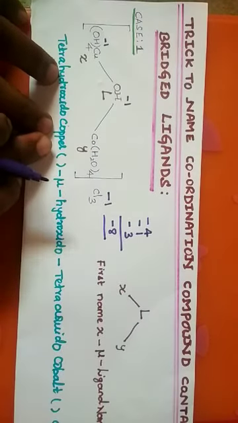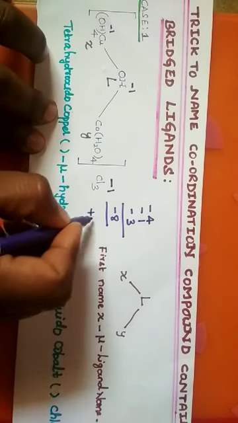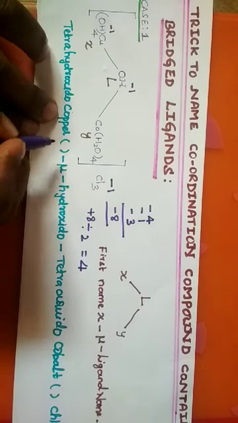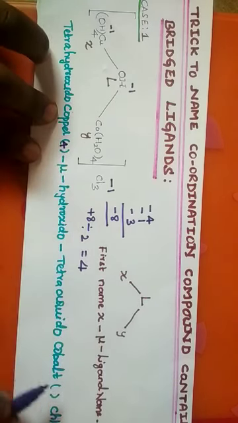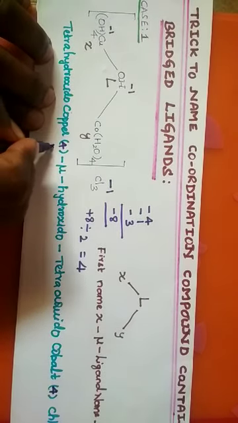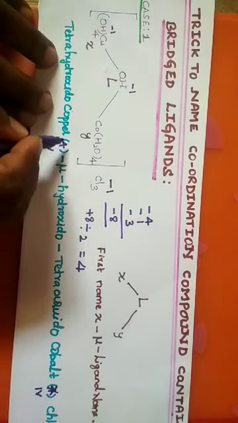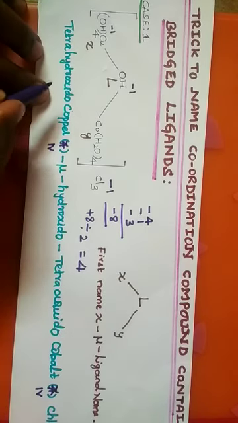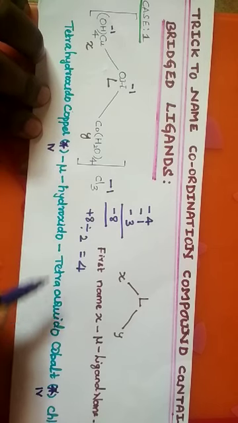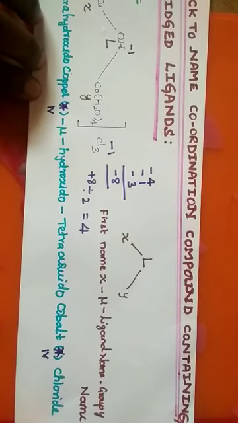Then how many metals are there? There are 2 metals. This +8 divided by 2, you get a valency of 4. Yes, the valency of this is 4 and the valency of cobalt is also 4. You write it in Roman numerals instead of this; don't write like this, you can use these 4. Then tetrahydroxido copper 4, mu hydroxido, tetraaquido, or you can also write aqua, cobalt 4 chloride is the naming.